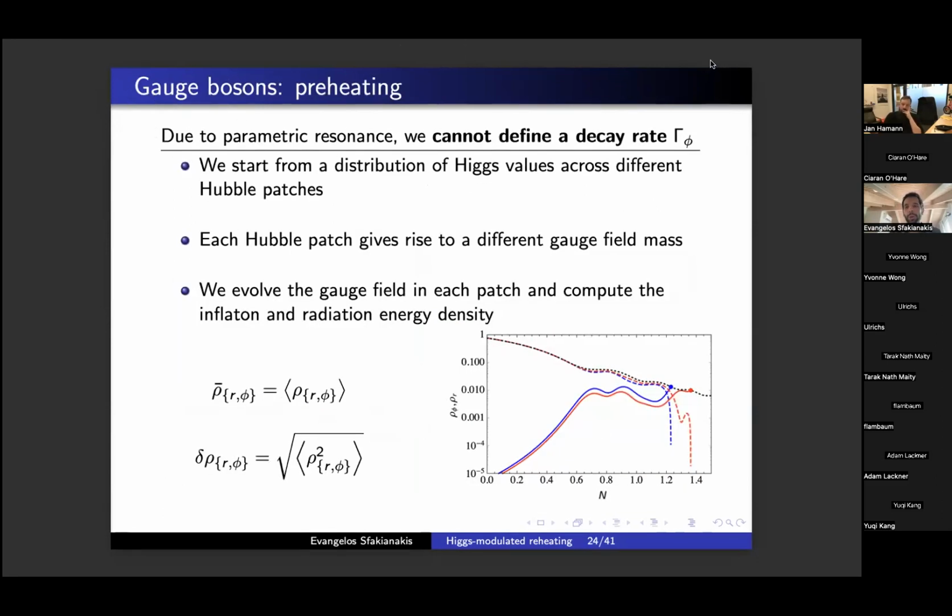Now, for gauge bosons, which is where I started the talk, we cannot define a decay rate if we have parametric resonance and preheating to gauge bosons, because this is a non-perturbative process. However, we can do something very similar. We can simulate multiple patches. Each Hubble patch will have a different Higgs field, so we have a different gauge field mass. We evolve the gauge field in each patch and compute the inflaton and radiation energy densities. So if we have the rho phi and rho r, we have the delta rhos, which means from that we can also define the Bardeen potential.